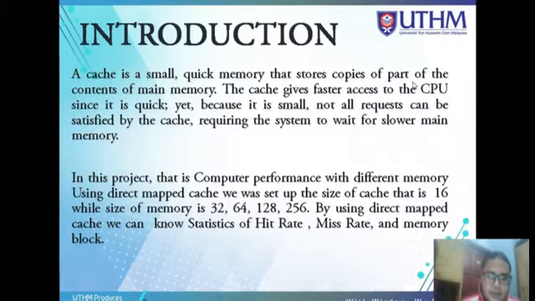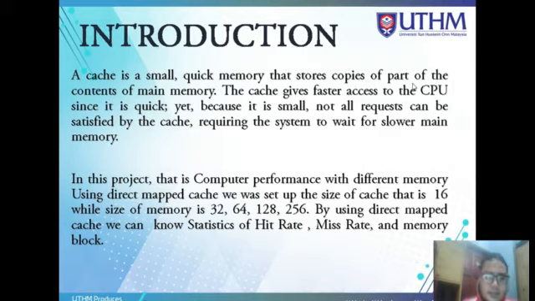Next is the introduction. A cache is a small, quick memory that stores copies of a part of the content of main memory. The cache gives faster access to the CPU. Since it is quick yet small, not all requests can be satisfied by the cache, requiring the system to wait for slower main memory.